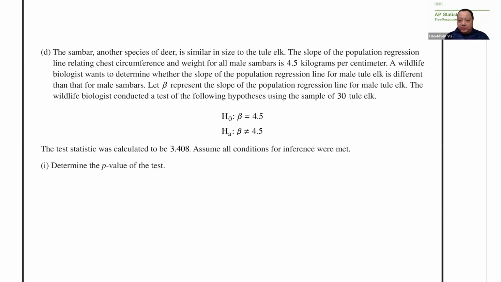Let beta represent the slope of the population regression line for male Tule elk. The wildlife biologist conducted a test of the following hypothesis using the sample of 30 Tule elk. H0 is that beta is equal to 4.5, that's the slope for the sambar. And HA is that beta is not equal to 4.5. The test statistic was calculated to be 3.408. Assume all conditions for inference were met. Determine the p-value of the test.